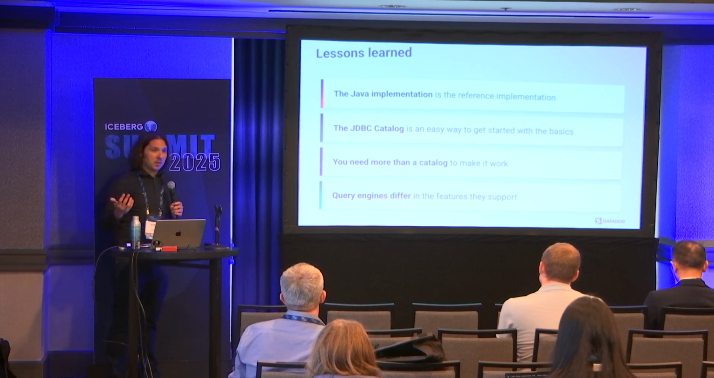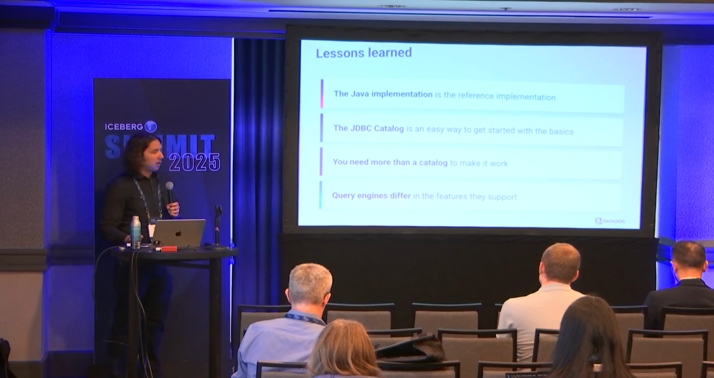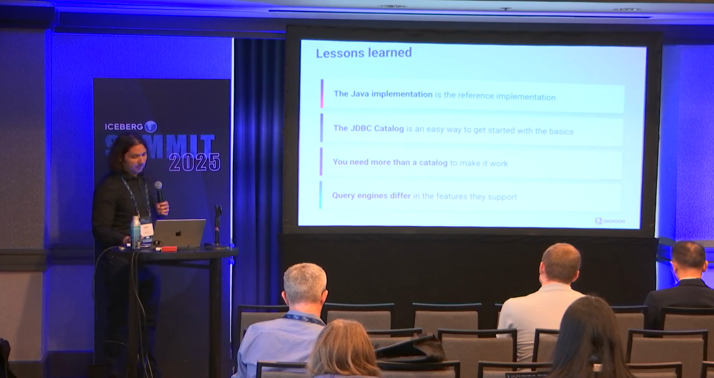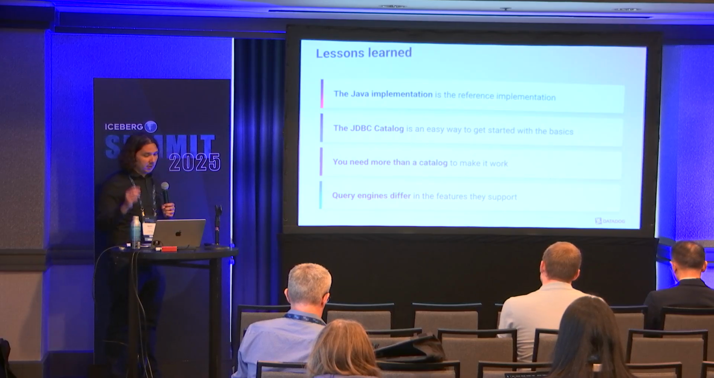And then finally, you need more than the catalog to make it work. So the catalog is going to become unusable if you don't expire the snapshots, and you need to have something in place to handle the table maintenance. Otherwise, you'll have metadata sprawl and your queries will get really slow. You don't want that.